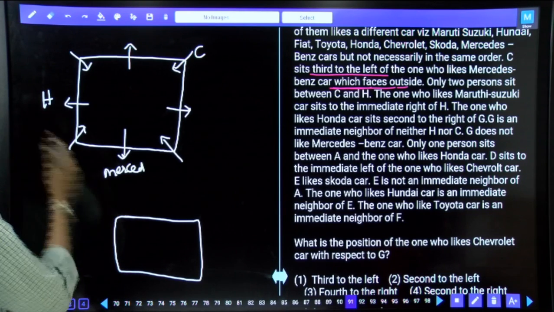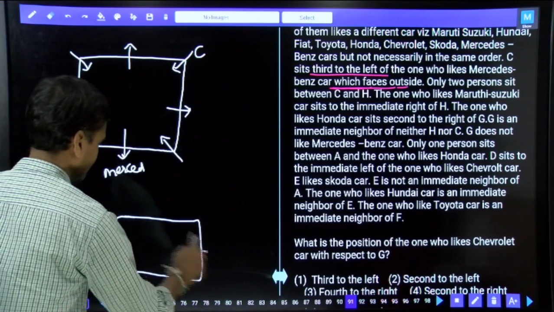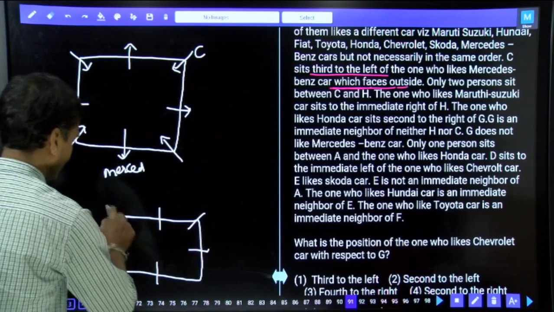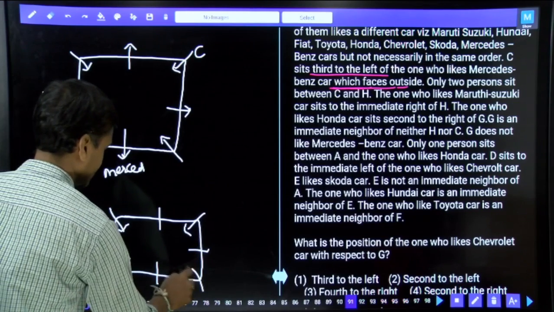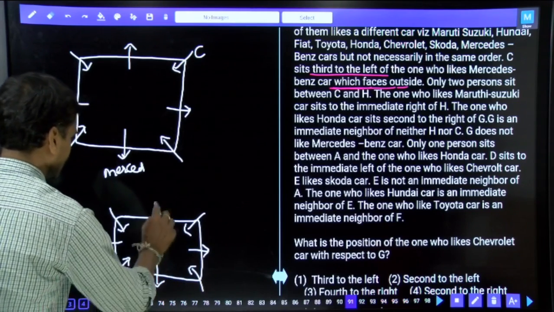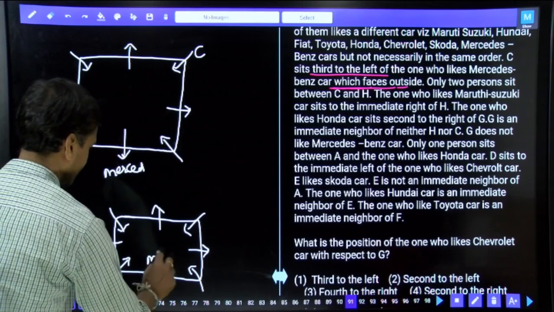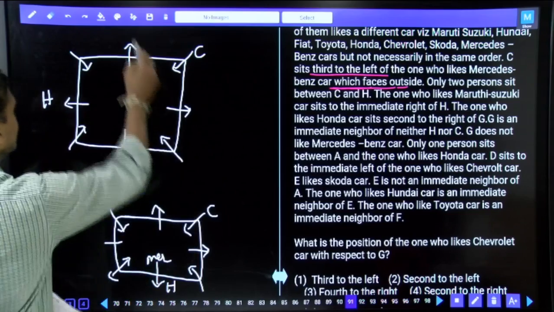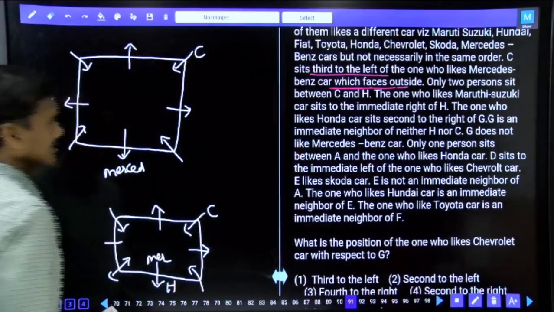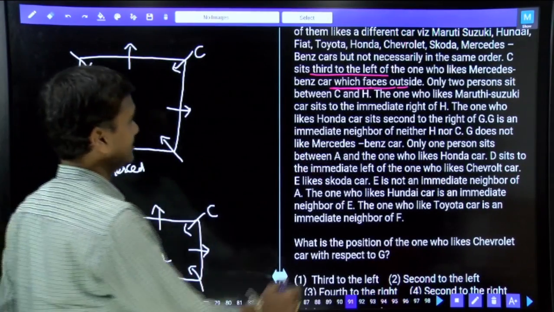Okay. In general, we need to start with the second possibility as well. 1, 2, 3, 4 and 5, 6, 7, 8. Now here these persons are facing towards the center and these are facing away from the center. Now this is Mercedes and this is C, and 2 persons between C and H, H is here. Okay. Now only 2 persons between C and H.